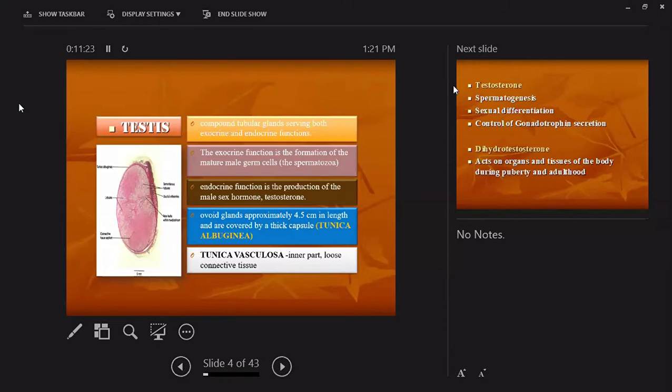The exocrine function is the formation of the mature male germ cells, spermatozoa. The endocrine function is the production of the male sex hormone, which is the testosterone. Okay, the testes are ovoid glands, approximately 4.5 centimeters in length, and are covered by a thick capsule that is your tunica albuginea. And then the inner part that covers it would be your tunica vasculosa. It is loose connective tissue.